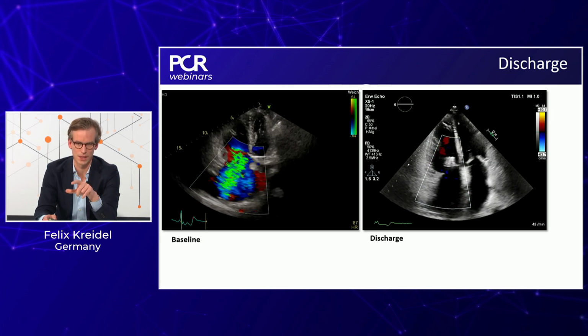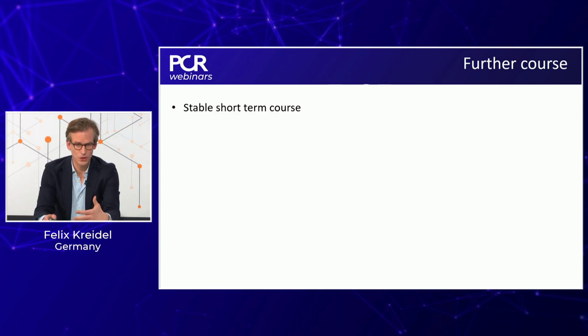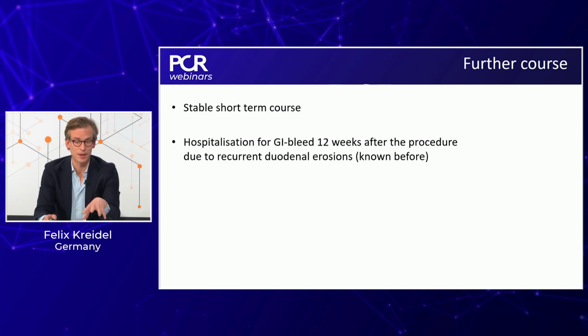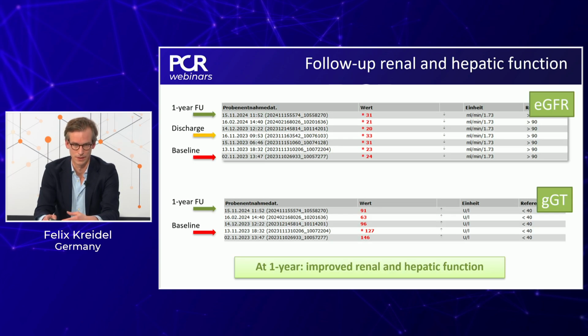You can appreciate easily that this is a durable and nice result, and so the patient went home on day 2. Short-term course was very stable. Then the patient, after 12 weeks, presented with upper GI bleed, and we were already worried that this was maybe associated with our TOE periprocedurally, but she was found to have recurrent duodenal erosions. And after they've been treated and her hemoglobin was stable, she had a very uneventful course with a significant clinical benefit. So at 1 year, she was really enthusiastic for her increased level of activity.